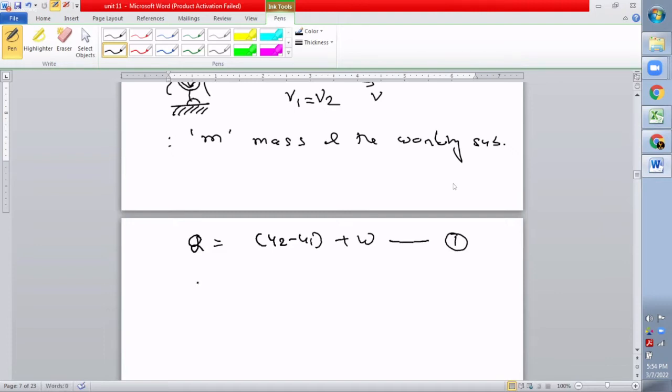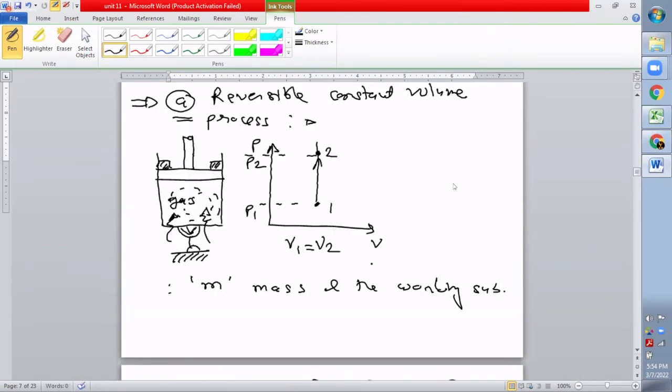Now, what is the work done in this case? Yes, anyone? What is the work done? Work done is equal to P multiplied by dV. What is the work done in this case? Yes, anyone?